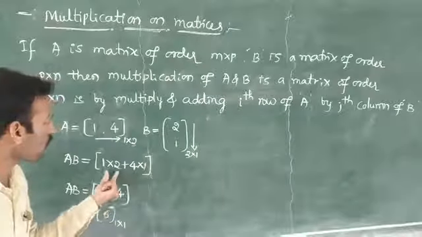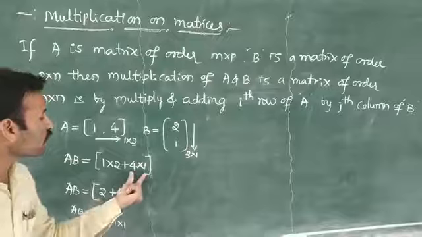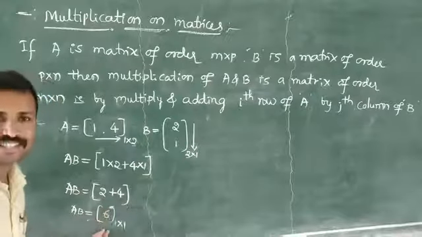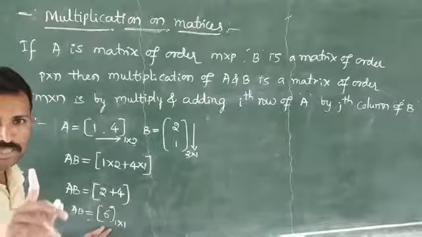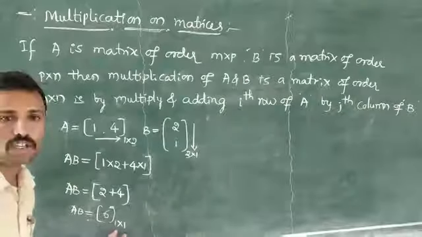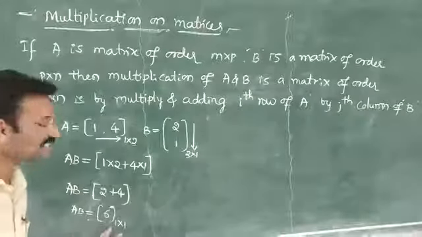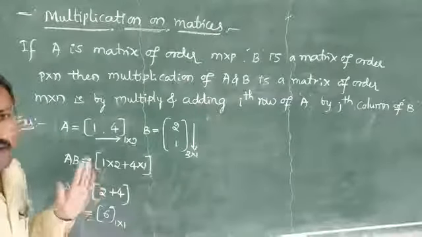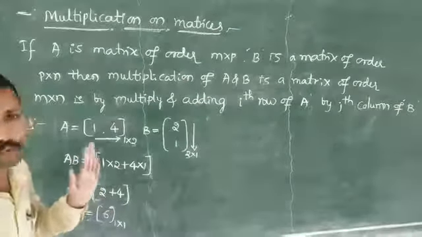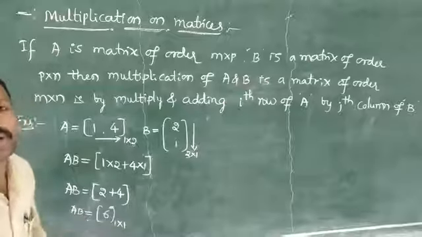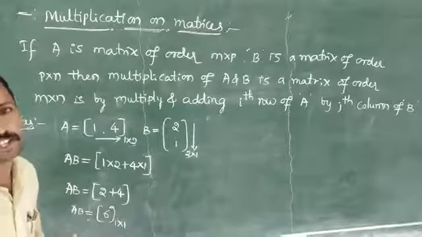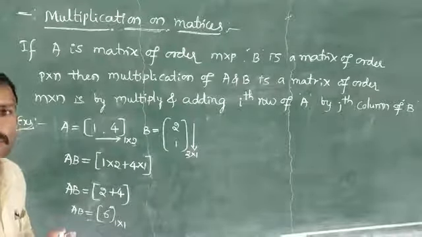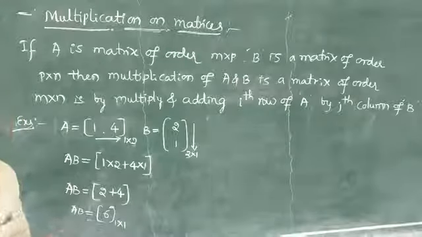After simplification, 1 into 2 is 2 and 4 into 1 is 4, that is 2 plus 4 is 6. 6 is the only element in the matrix. So AB is a matrix of order 1 cross 1. But please remember, multiplication of two matrices is possible only when the number of columns in the first matrix is equal to the number of rows in the second matrix.